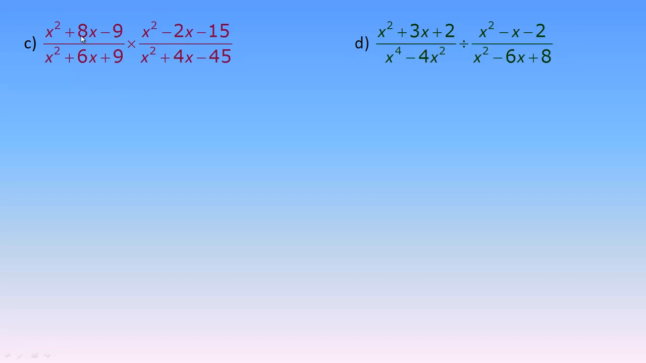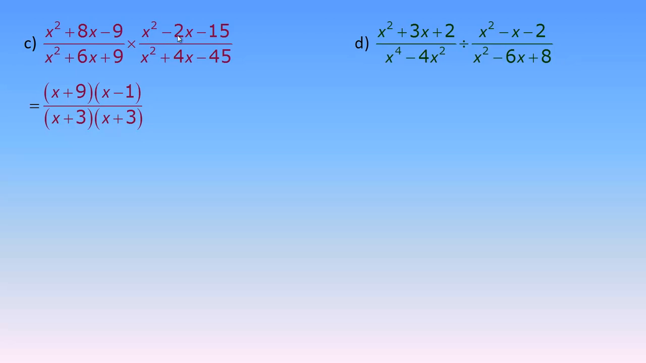So in the first one here, I want to find two numbers that add to 8 and multiply to negative 9. That would be 9 and negative 1. So we would factor into x plus 9 and x minus 1. What adds to 6 and multiplies to 9? That's 3 and 3. So this is going to factor into x plus 3 and x plus 3, or you could write x plus 3 squared because they are the same.